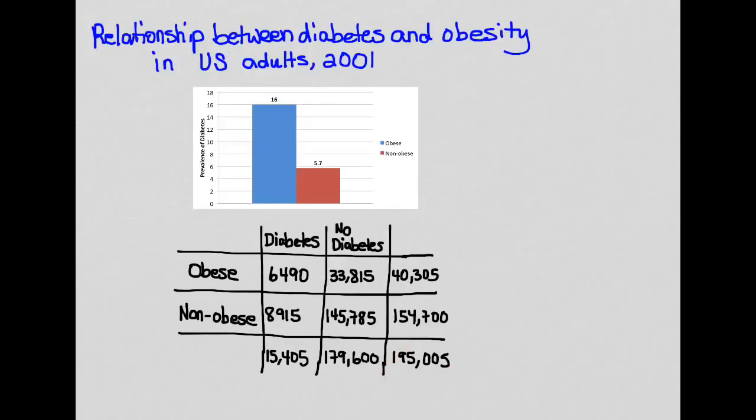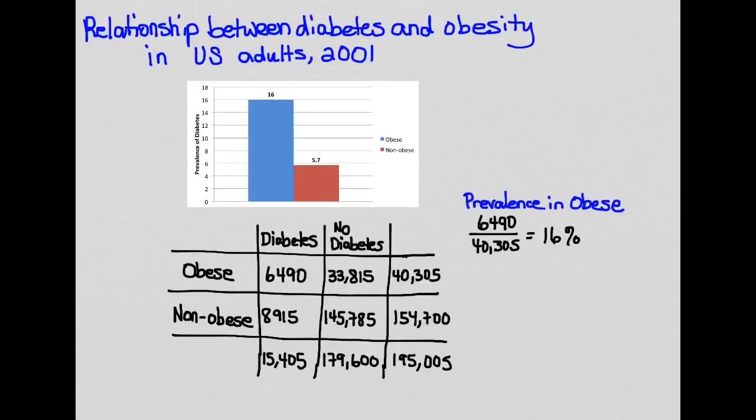And then those people were broken down into those who are obese. So of those 195,000 people, about 40,000 were obese, and the remaining were not obese. And then within obese, how many of those had diabetes? 6,490, and then the remainder is here. How many of those non-obese people had diabetes? And that's here. And then from here we can derive the prevalence of diabetes in obese versus non-obese.